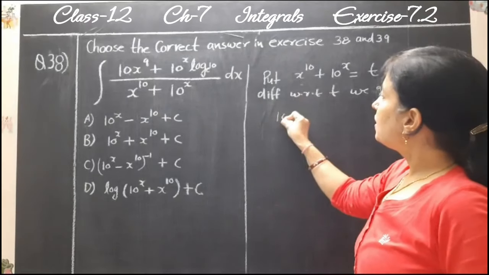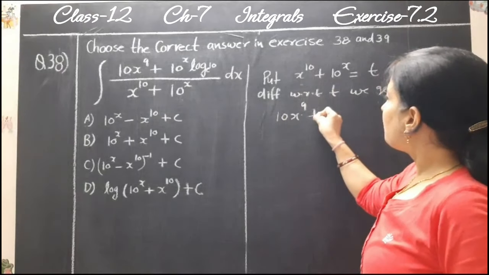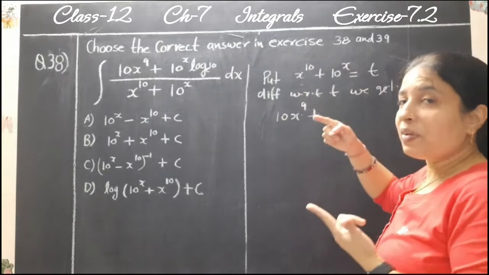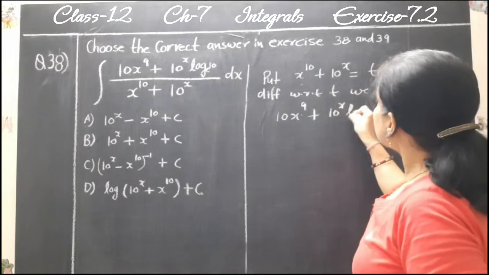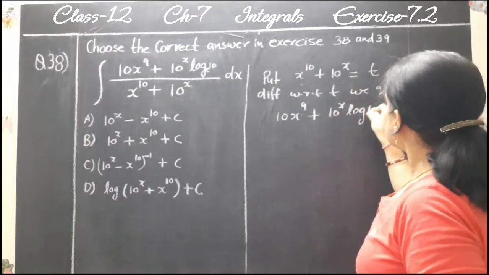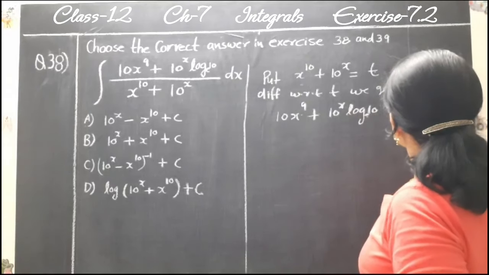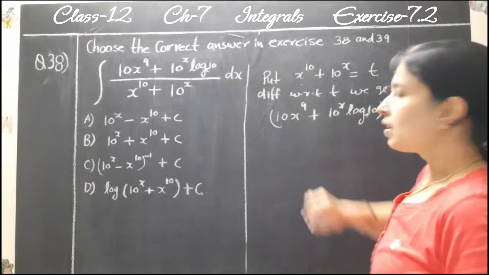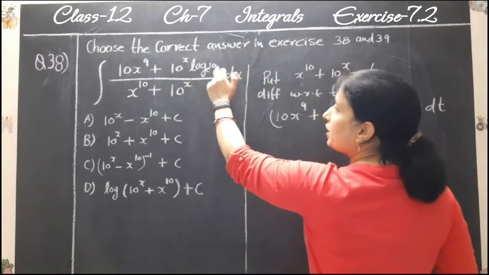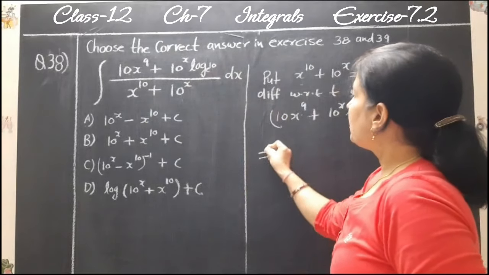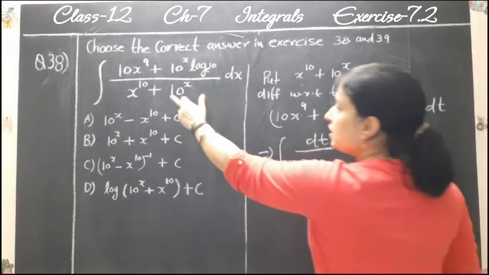here it will be 10 x to the power n minus 1. So 10 minus 1 will be 9, plus a to the power x. So the derivative of a to the power x is a to the power x log a. A is 10, so it will be 10 to the power x log 10, base will be e. And write dx is equal to dt. So in place of 10 x to the power 9 plus 10 to the power x log 10 dx, we will write only dt. And this one is t.